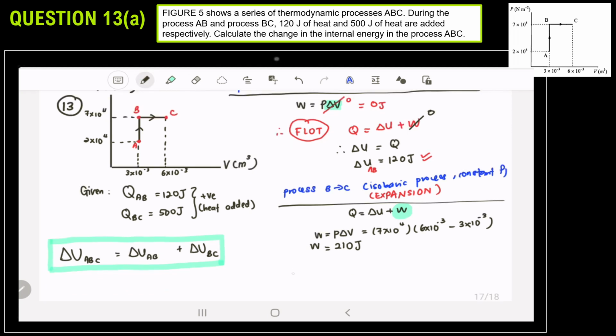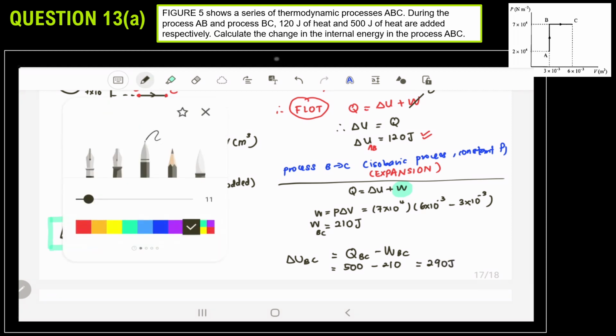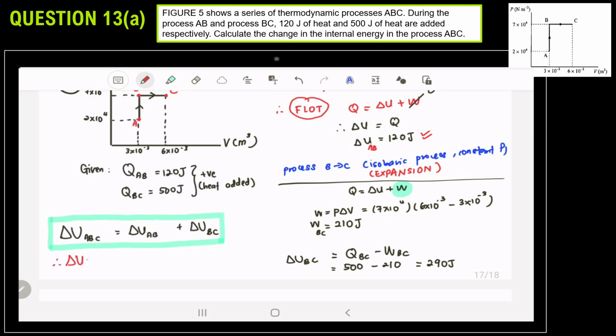Okay, so now we can straightly calculate delta U from B to C, which is delta U BC, and it's equal to Q BC minus the work BC. Q BC is given. Look at here, we have Q BC is 500 joule, and 500 minus the work done, 210 joule. So delta U BC, 500 minus 210, is equal to 290 joule. Therefore, we can straightly calculate delta U AC as delta U AB, 120 joule, plus delta U BC, 290 joule, and the answer is equal to 410 joule. Okay, so ini jawapan kita.